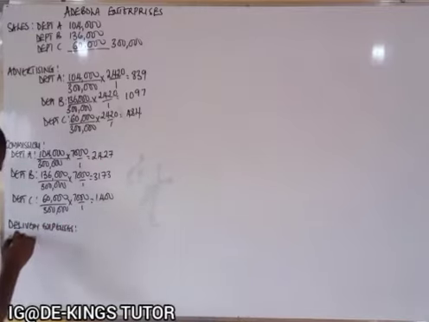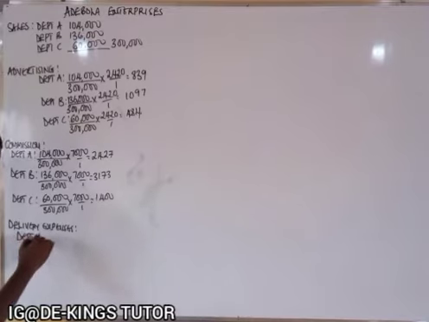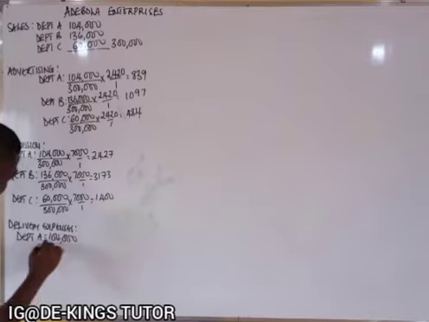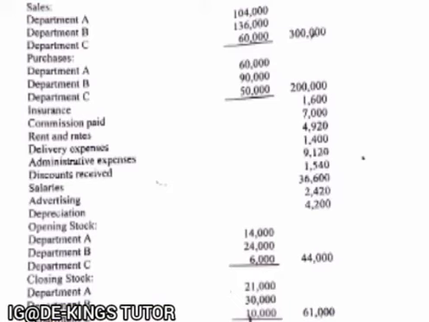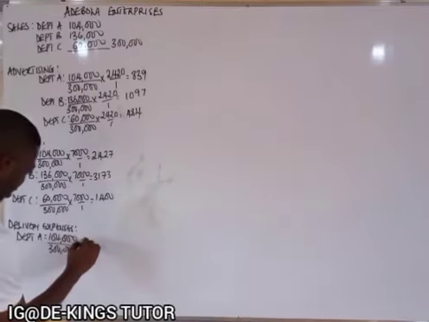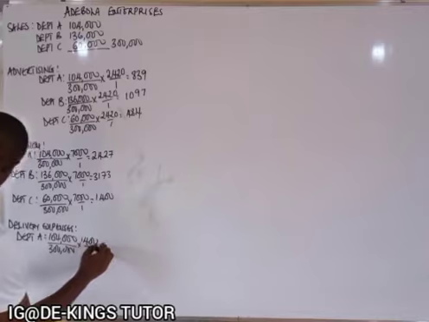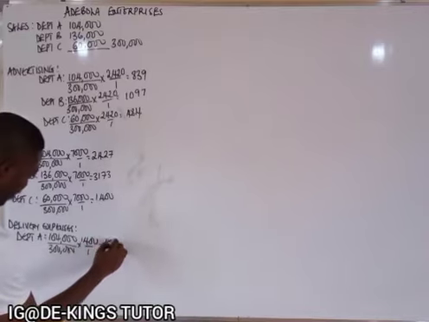Delivery expenses for Department A, it is 104,000 divided by 300,000 times the amount for delivery expenses, which is 1,400. So over 1 we have 485.